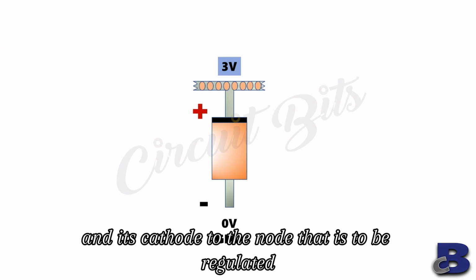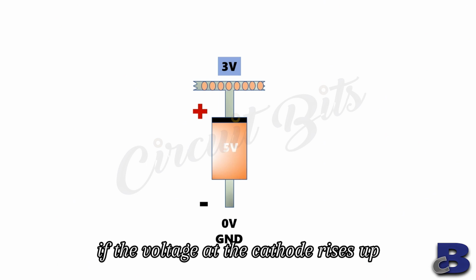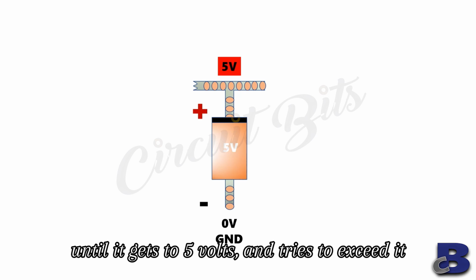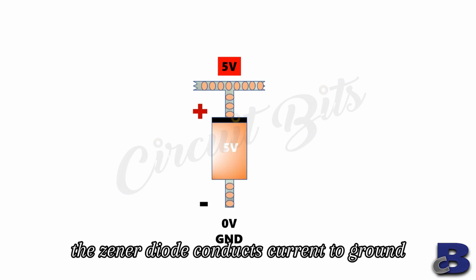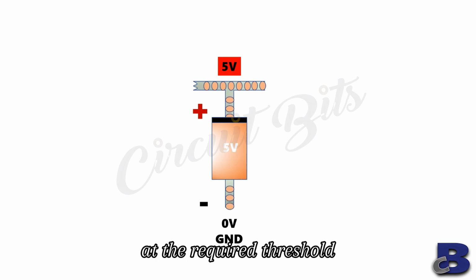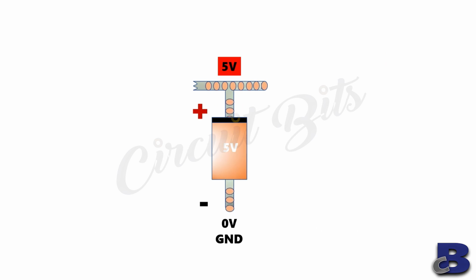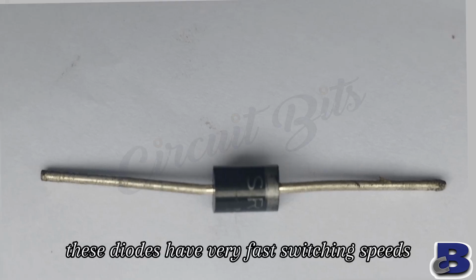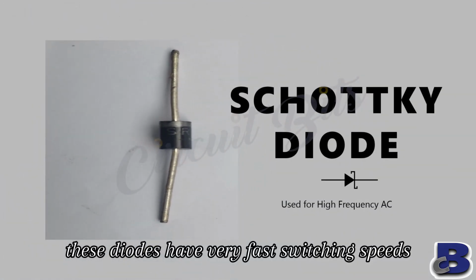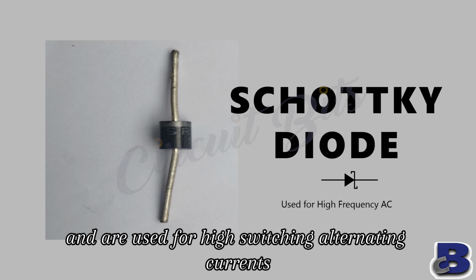to be regulated. So, let's assume this diode has a breakdown voltage of 5 volts. If the voltage at the cathode rises up until it gets to 5 volts and tries to exceed it, the Zener diode conducts current to ground to effectively keep the voltage at the required threshold. They are usually rated by their breakdown voltage. Schottky diodes. These diodes have very fast switching speeds. They switch from conducting to blocking at fast speeds and are used for high switching alternating currents.